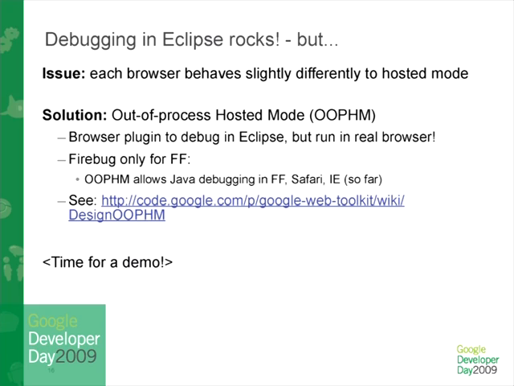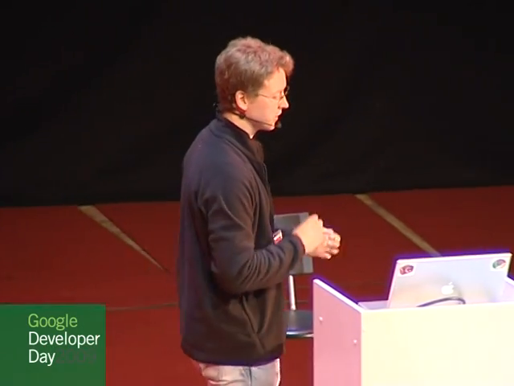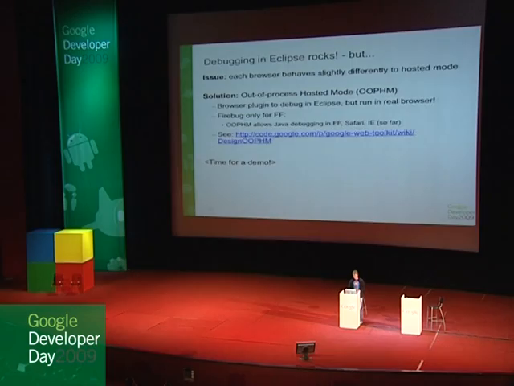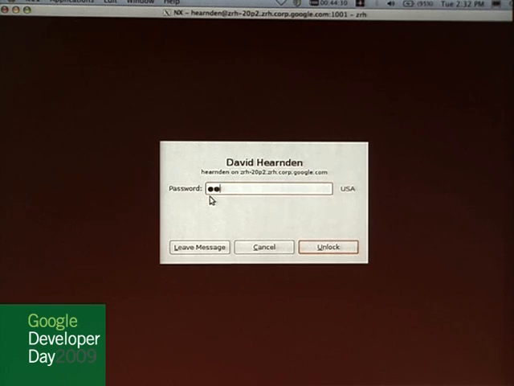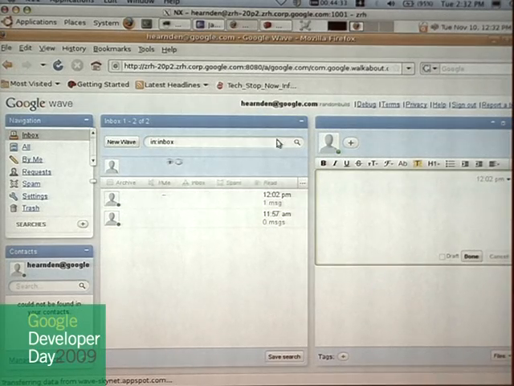What you do now in GWT is something called out-of-process hosted mode. This is a browser plugin for each different browser that links into a Java virtual machine. And this lets you run your code in Java, but it shows up in a browser as real browser code. It's this magic JavaScript, and you can debug, set breakpoints, change the code. You saw an example of that this morning, but I'd just like to prove to you that it is real.